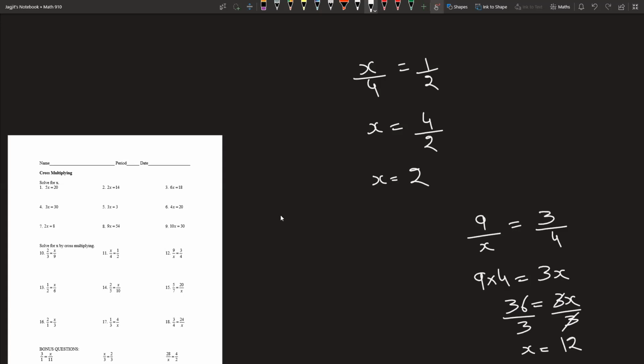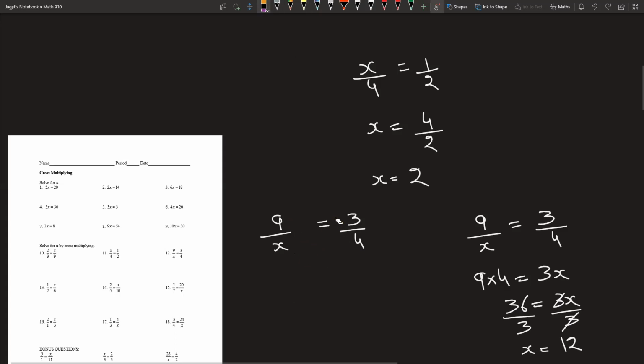Or what you could have done was, let's say if you had this, I'm going to just rewrite the question. What would happen is, okay, let me just draw this out. What happens in cross multiplication? Everything moves across. Okay? That's the meaning of cross multiplication.